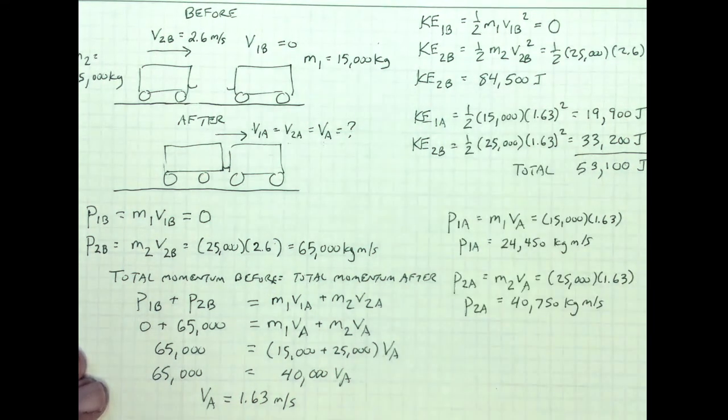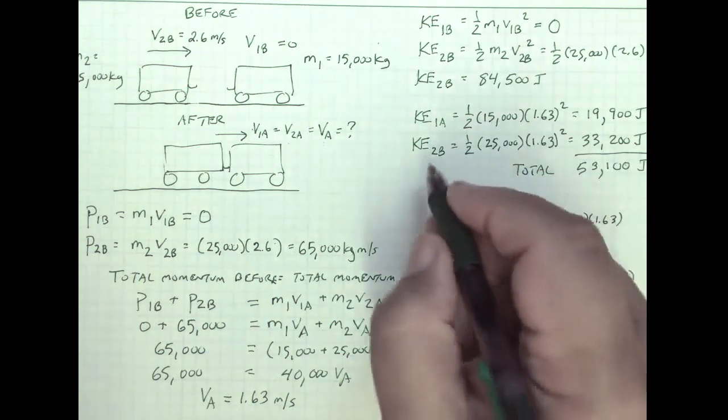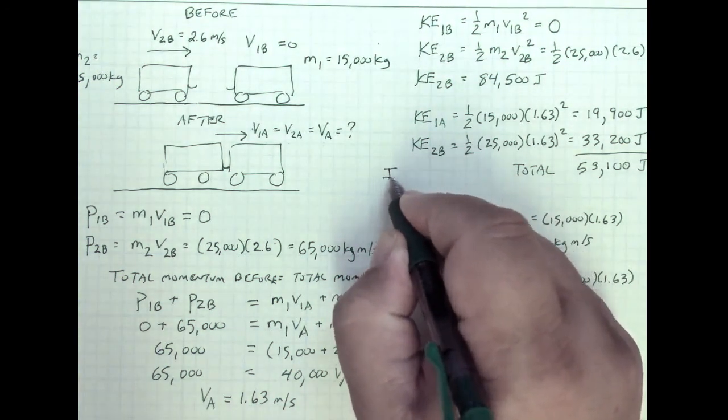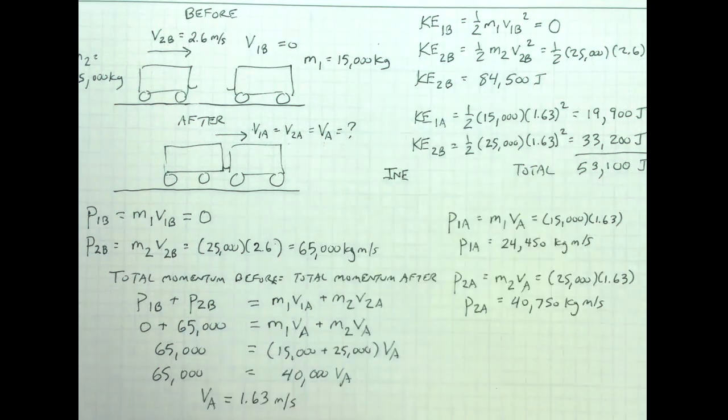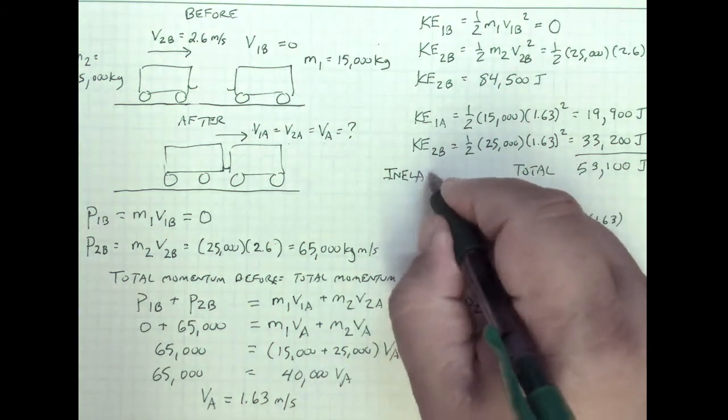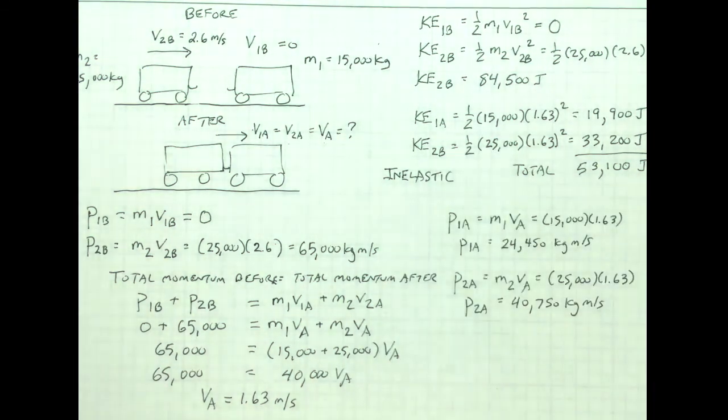About 30,000 joules of kinetic energy was lost during the collision to things like heat and sound and maybe wear and tear on the coupling between the two. The energy could go in a variety of directions, but it is lost to the system. It goes into the environment and is lost to the system. So since some kinetic energy was lost to the external forces, then this collision is an inelastic collision.